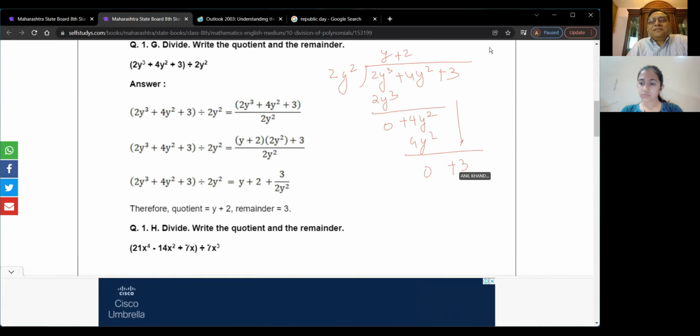Now you cannot divide 3 by 2y squared, right? So that becomes a remainder. So clearly, we see that the quotient here is y plus 2. And the remainder is plus 3, which we still need to divide by 2y squared. Is that clear to you?